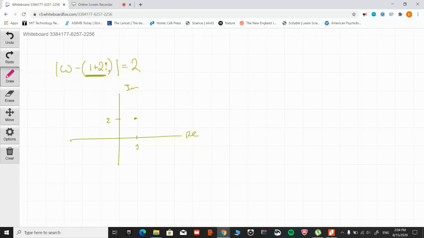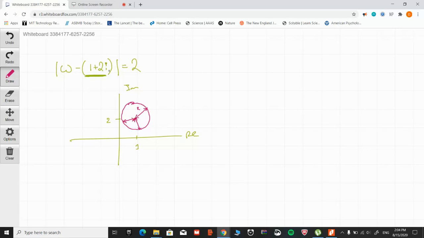So if you think about it, this being the starting point, 2 units away from this could be in any direction possible, and that should give you a circle. That should give you a circle of 2 units. So this is my center, and the radius is 2 units, because my missing complex number could be 2 units in any direction.